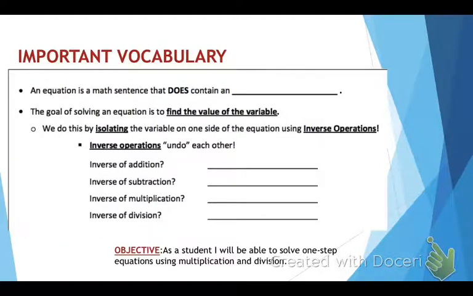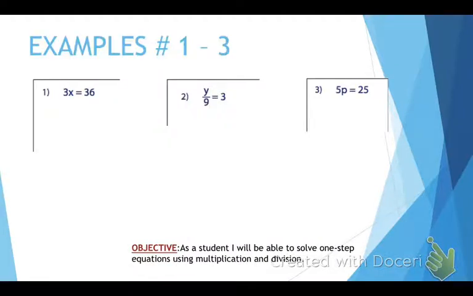All right, remember, an equation is a math sentence that contains an equal sign. The goal of solving an equation is to find the value of the variable. We do this by isolating, using inverse operations. The inverse of addition is subtraction. The inverse of subtraction is addition. The opposite of multiplying is dividing. And the opposite of division is multiplying. Those are the things that you need. Let's move on. Remember, that's on the back side of your first one.